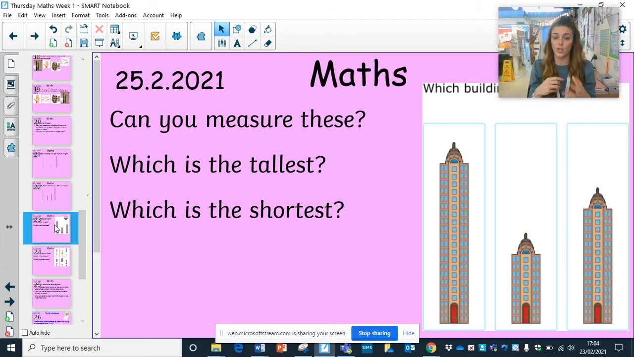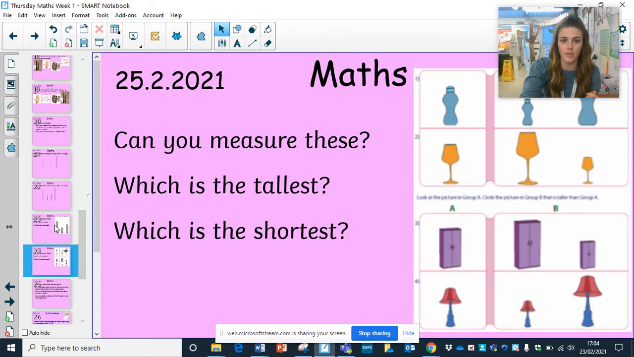So can you measure these? Which is tallest, which is shortest? So write the number, then can you write tallest, shortest on those and label them? And the same with these objects here. So we've got water bottles, you've got some glasses, some wardrobes and lamps. Again, measure them, write how many centimetres or whatever you use to measure, whatever's best to use. Remember to use the best way to measure those. And then label the tallest and the shortest.